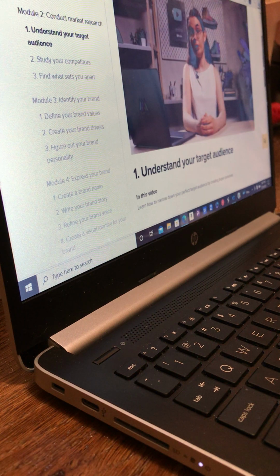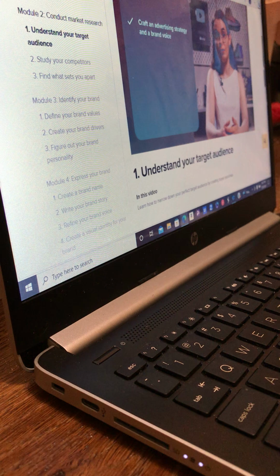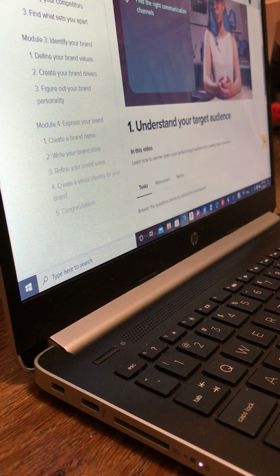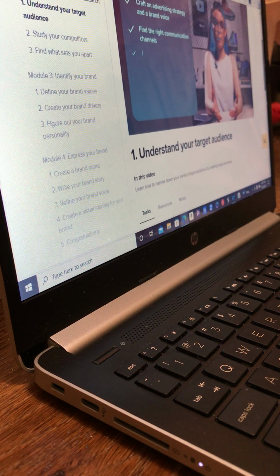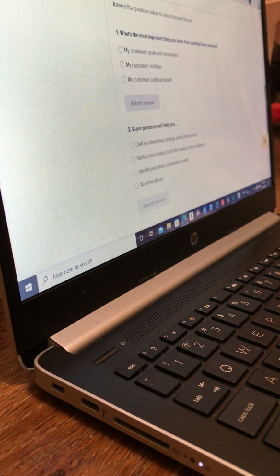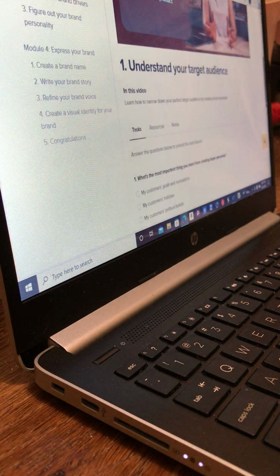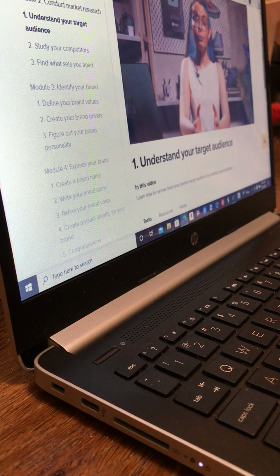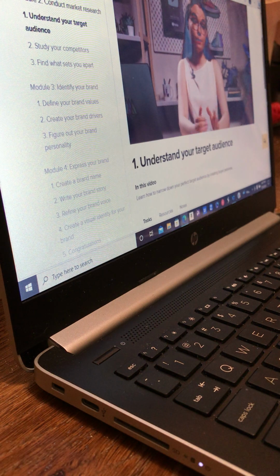With the information you'll get from creating several buyer personas, you'll be able to craft an advertising strategy and a brand voice that will resonate with your target audience, find the right channels to communicate with your audience because you'll know where they spend the most time, identify your direct competitors easily, and perfect your product to fit the needs of your audience, because you'll know what they want. Now that we know how to pinpoint our target audience, we can move on to the next step, figuring out what our competition is doing.